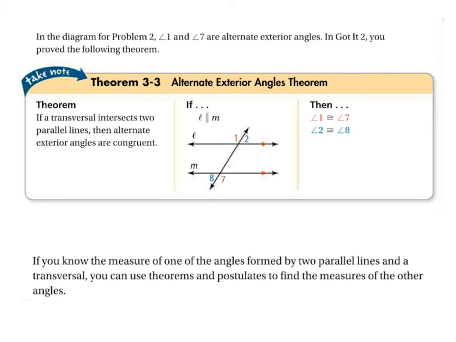So you actually proved this theorem in the second got it problem, and that is that alternate exterior angles, on alternate sides of the transversal but on the exterior of the parallel lines, are congruent. When a transversal intersects parallel lines, the alternate exterior angles are congruent. And if you know the measure of one of the angles formed by two parallel lines and a transversal, we can use everything we know to find all the other angles. And I suggested that earlier. Let's see where we go from this.